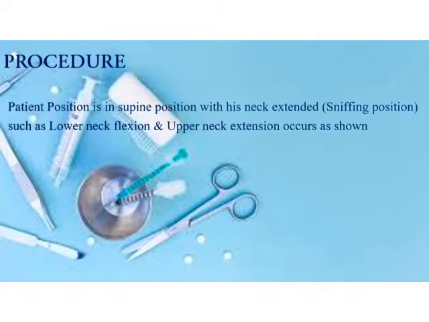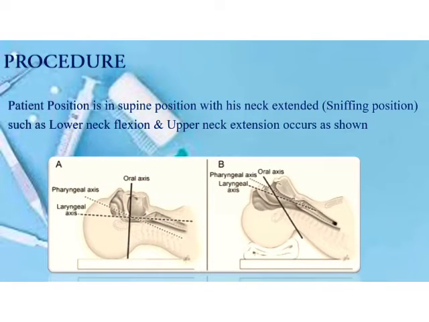Procedure. Proper positioning of the head is important. The patient is taken on the table in supine position with their neck extended using a towel roll such that lower neck flexion and upper neck extension occurs, as shown in the picture below. This gives the doctor a clear view of the passage during the procedure.